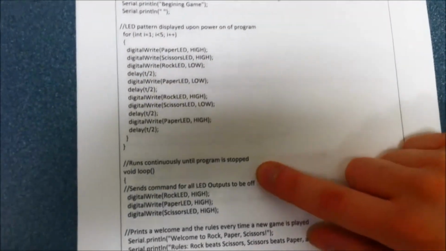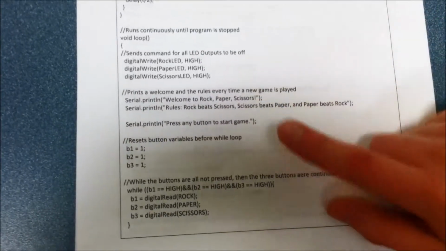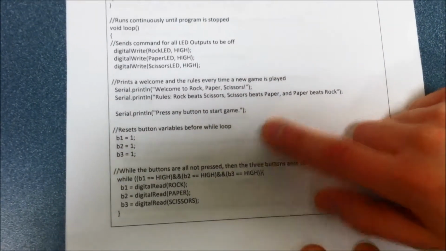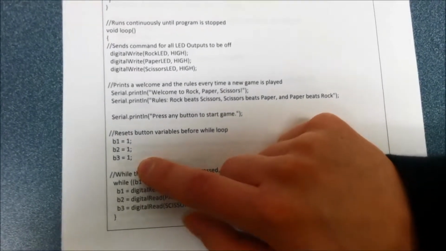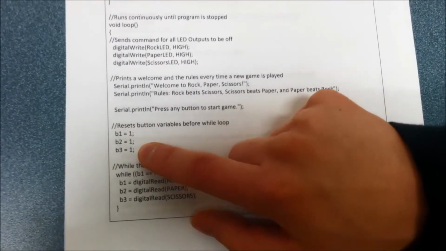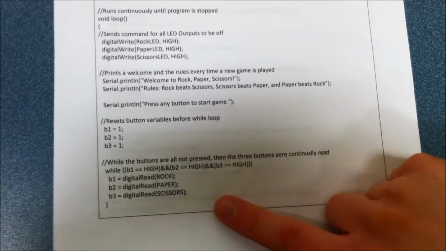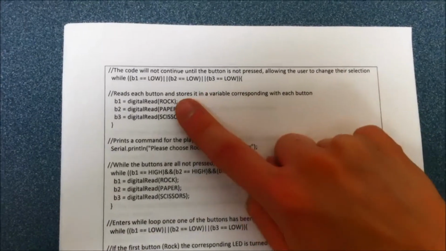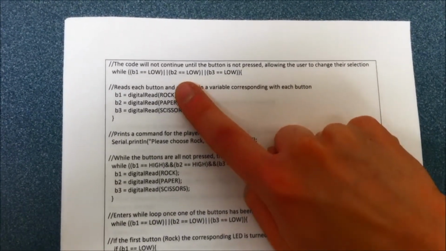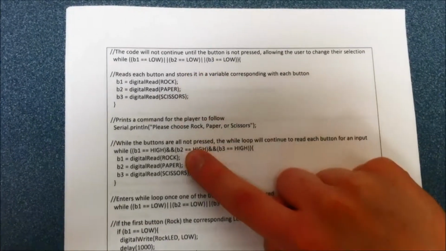Then in our void loop, which runs the game over and over again, we turn all the LEDs off, we print the rules and a welcome, and tell the player to press any button. We make sure to have this important step where the buttons are all reset to high so that it enters this while loop where we check to make sure that the player presses the button. Once the player has pressed the button, we continue on with the code and wait until the player has removed their finger to continue on once more.